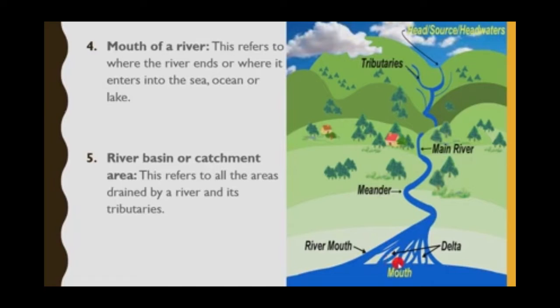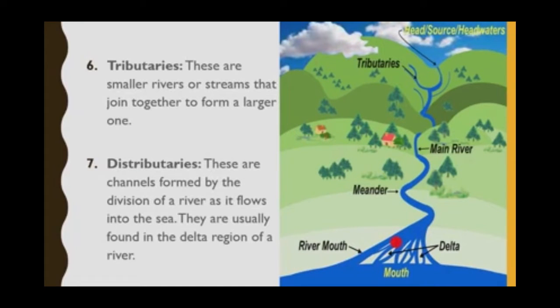Then number 5, river basin or catchment area. This refers to all the areas drained by a river and its tributaries. Okay, like the one I showed you earlier on from this part, all these areas are referred to as catchment area or river basin. Number 6 is tributaries.